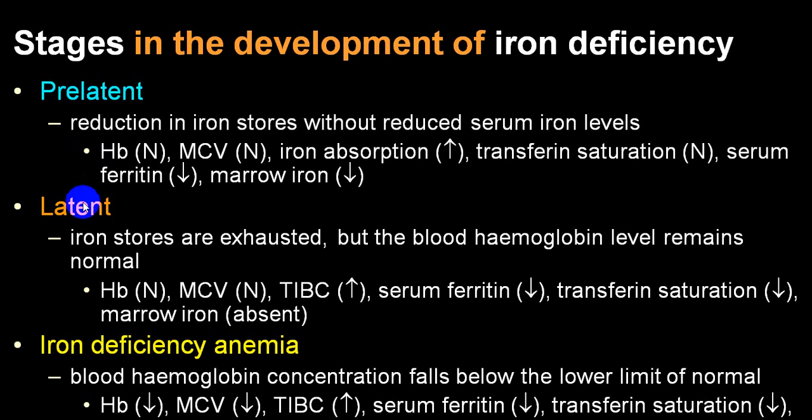As you go further in the latent variety, hemoglobin is normal, MCV is normal. Now you can see that TIBC is increasing. So TIBC starts increasing, ferritin level is still low, transferrin saturation is also low, and in marrow the iron is almost absent. And in classical iron deficiency anemia, hemoglobin will start dropping, MCV will be reduced because now the size of the RBC is reduced to increase the exposure of hemoglobin to oxygen.